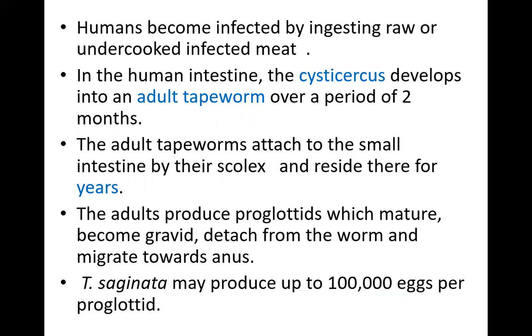In the human intestine, the cysticerci come out and develop into an adult tapeworm over a period of about 2 months. The adult tapeworms attach to the small intestine by virtue of the suckers present on the scolex, and they reside there for years. The adults produce proglottids which mature, become gravid, detach from the worm, and migrate towards the anus. Taenia saginata may produce up to 100,000 eggs per proglottid.